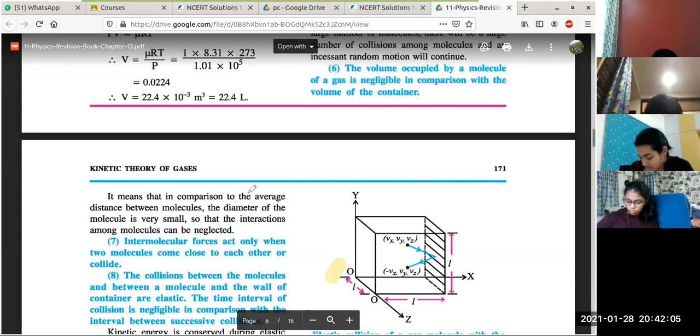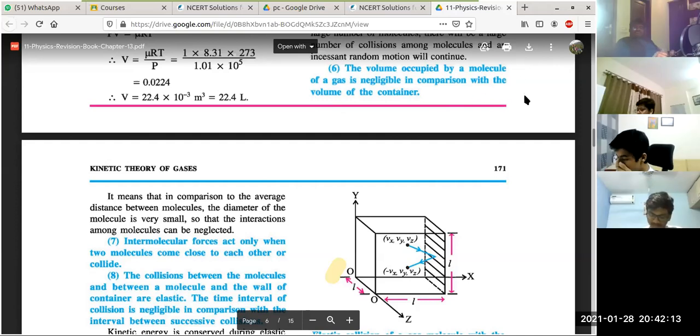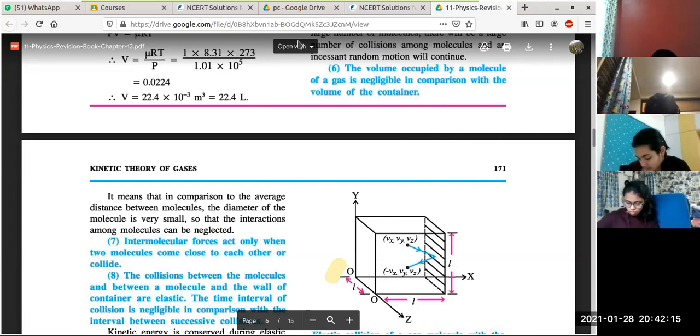Has everyone written? Yeah, sir. Okay. There are a lot of chances that these points will come in the exam. Direct question: write the postulates of the ideal gas. It sometimes comes for 5 marks. If it comes for 5 marks, you have to write all the 8 points. If it comes for 3 marks, you can write any 5 points.